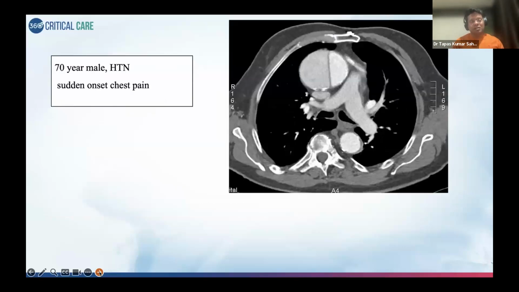70-year male, hypertension, sudden onset chest pain. What is happening? Can anybody tell me? Are you all with me? What is your GCS? Everyone? 15 out of 15? Okay, perfect. Yes, yes, yes. I want that maybe at least 20, 30 correct answers.